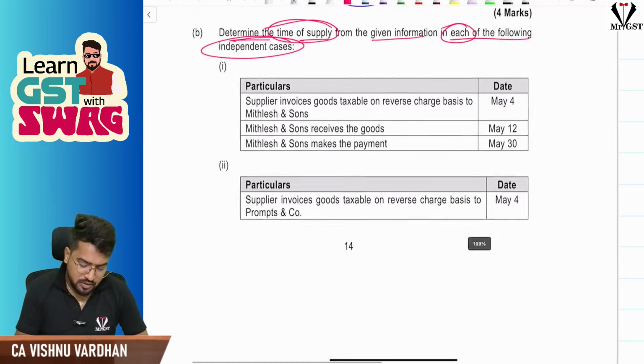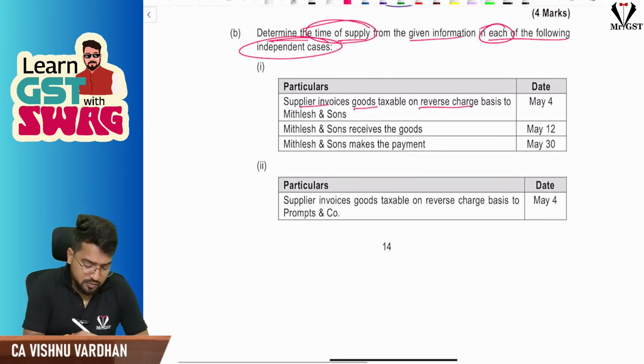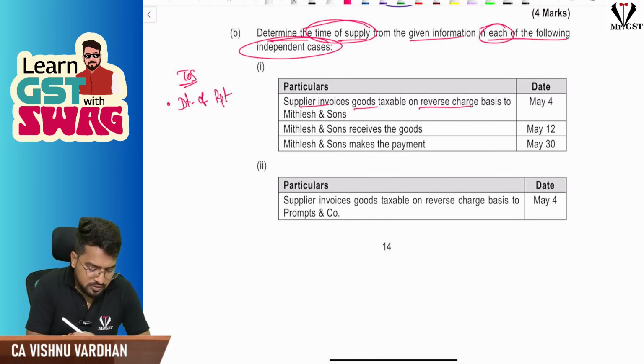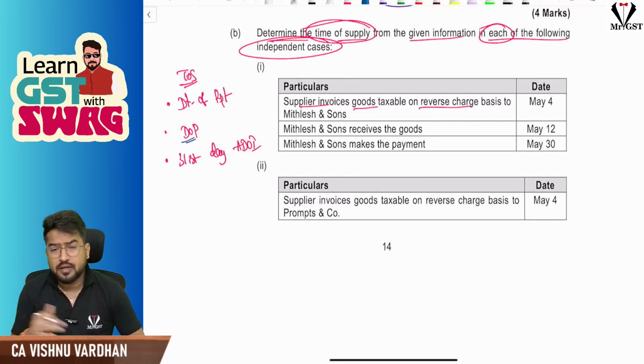Okay, fine, super. Supplier invoices goods taxable under reverse charge basis. What is the time of supply? The time of supply is, sir, date of receipt of goods, date of payment, or 31st day from the actual date of invoice. Date of payment means the entry date and the bank debit date also.